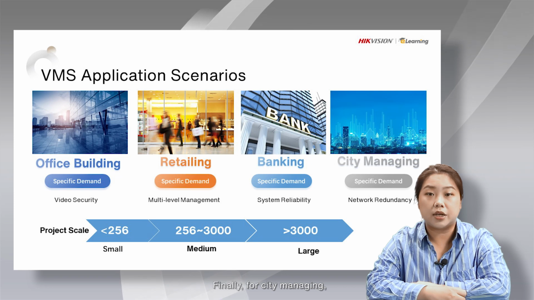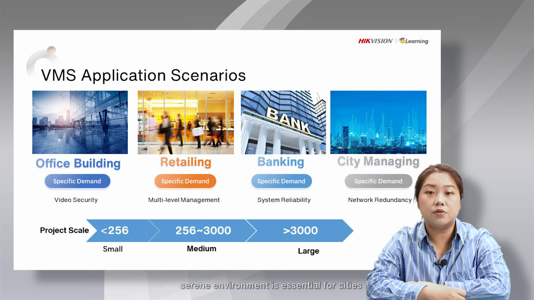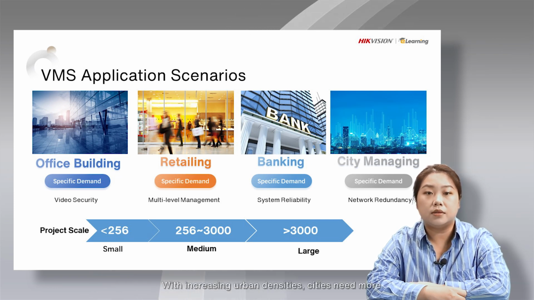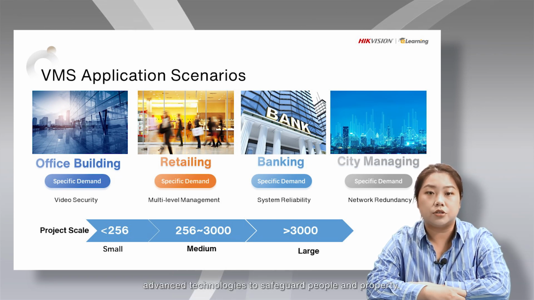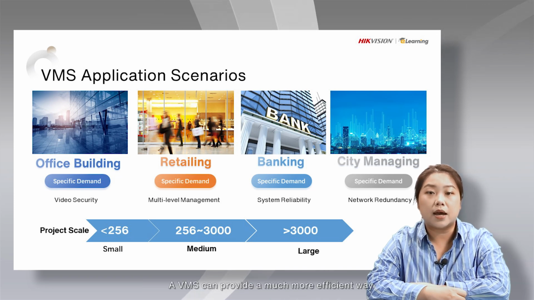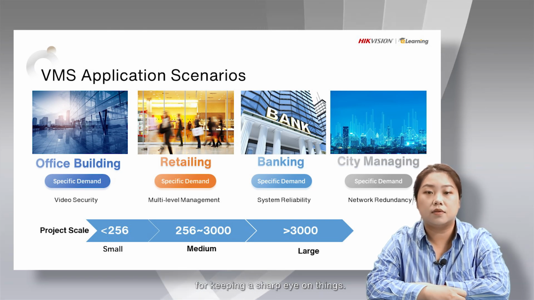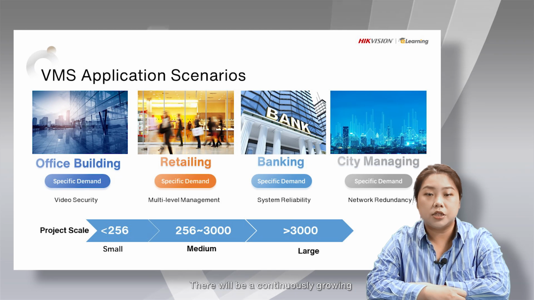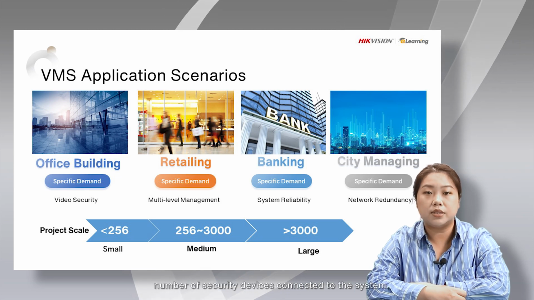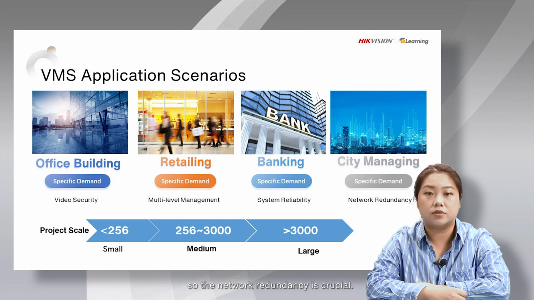Finally, for city managing, creating a secure and serene environment is essential for cities to develop and thrive. With increasing urban densities, cities need more advanced technologies to safeguard people and property. A VMS can provide a much more efficient way for keeping a sharp eye on things. There will be a continuously growing number of security devices connected to the system, so the network redundancy is crucial.